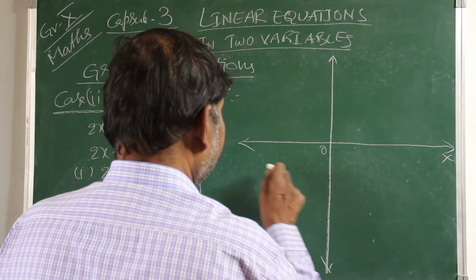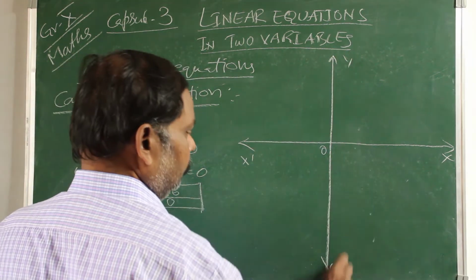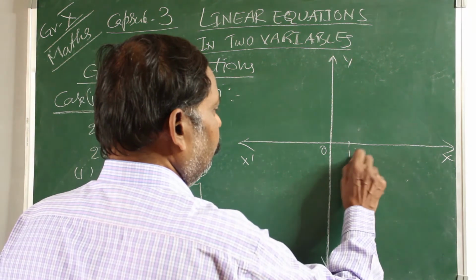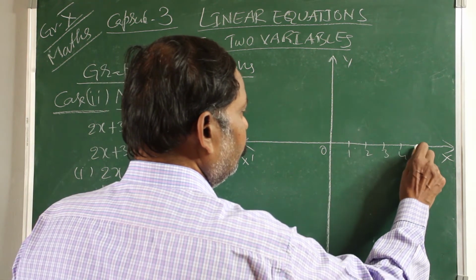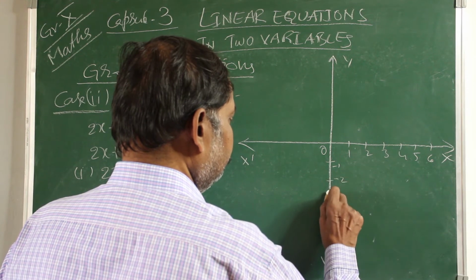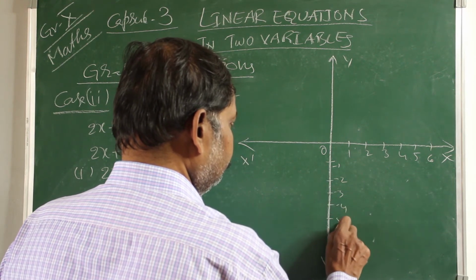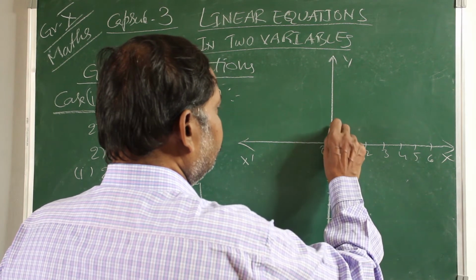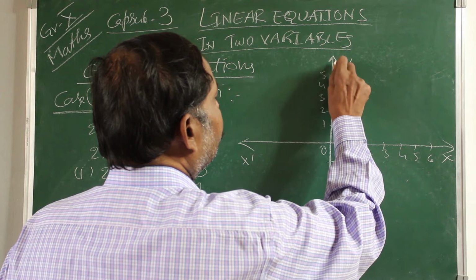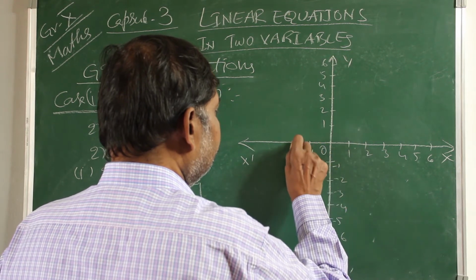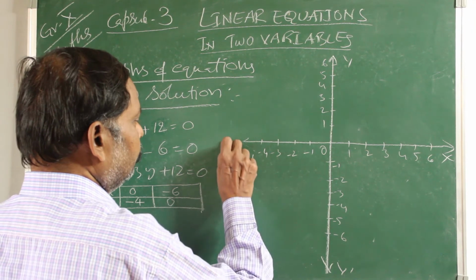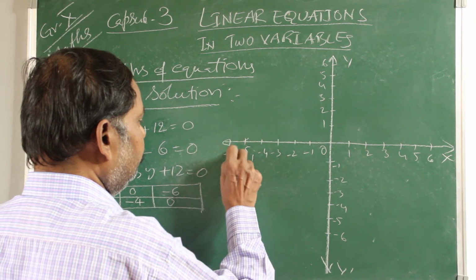This is the origin, x, x dash, y, y dash. 1, 2, 3, 4, 5 and 6, minus 1, minus 2, minus 3, minus 4, minus 5 and minus 6, again 1, 2, 3, 4, 5 and 6 on the y-axis, and again minus 1, minus 2, minus 3, minus 4, minus 5 and minus 6.